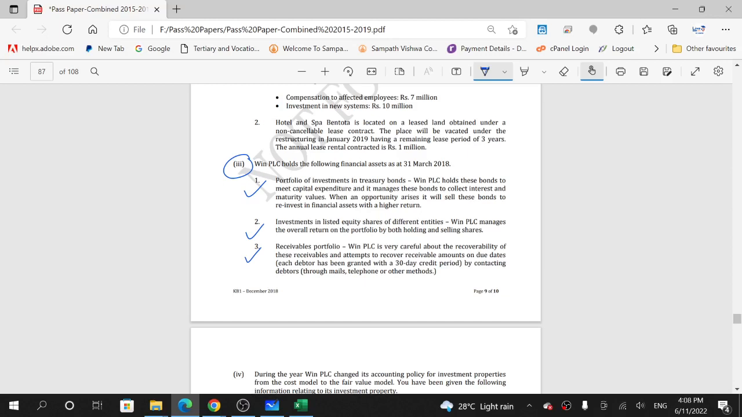Second one, investment in listed equity shares of different entities. Wind PLC manages the overall return on the portfolio by both holding and selling the shares. What is the intention? They are keeping a portfolio, and there are a number of investments. Some are kept, some are sold. When there is a good return, they sell it. When there is a lower return, they hold it, and when it turns into a good return, they sell it. So technically, it's a fair value through profit or loss equity financial instrument.